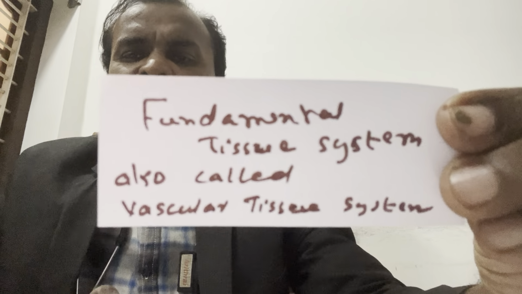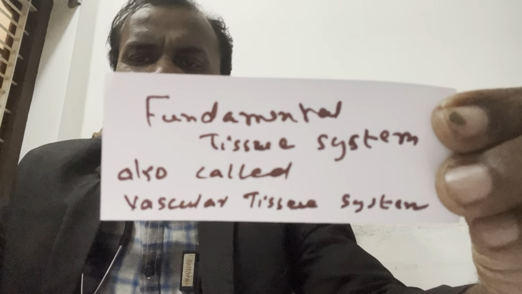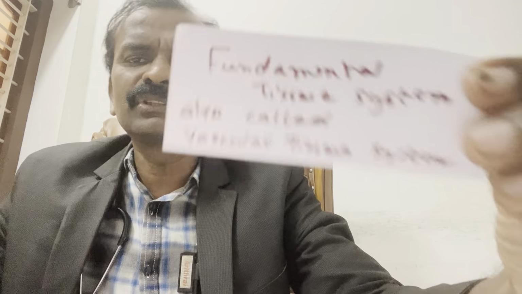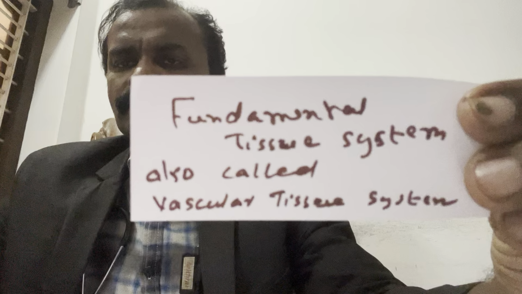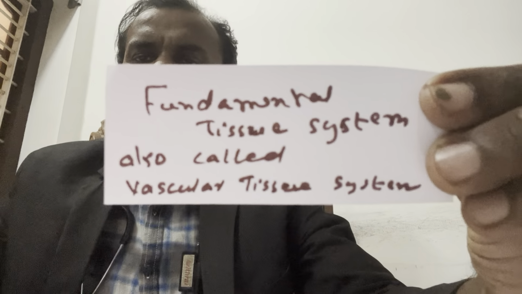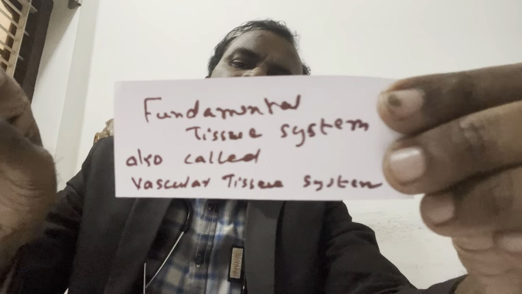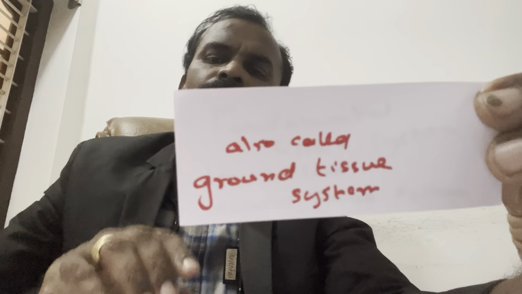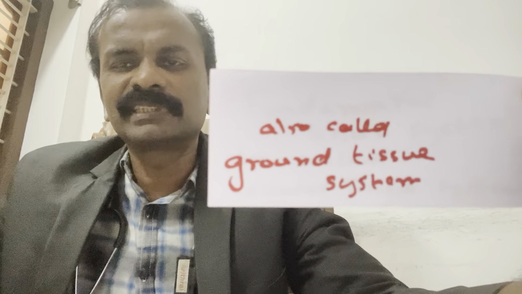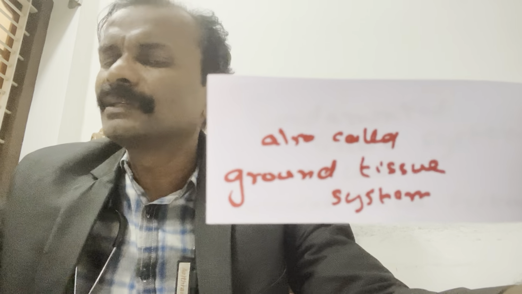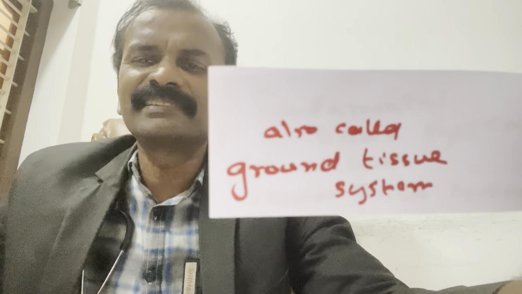So fundamental tissue system is also called vascular tissue system. True or false? Fundamental tissue system is also called ground tissue system.